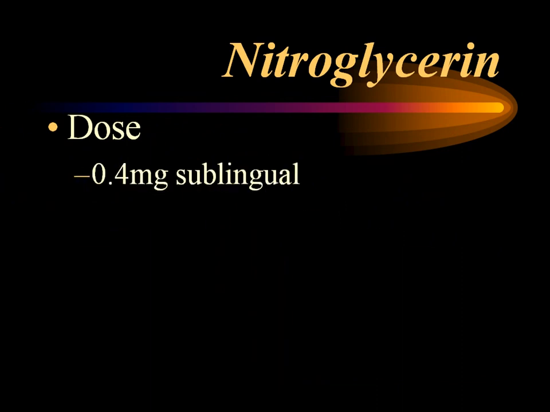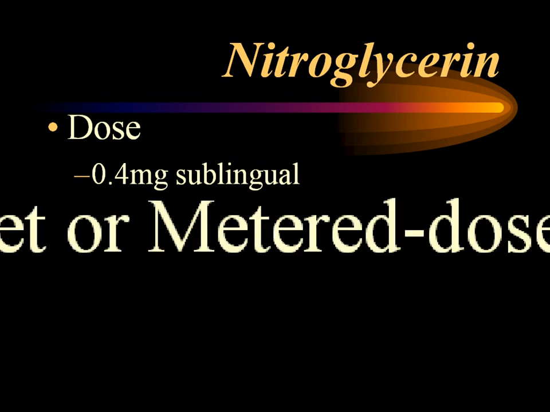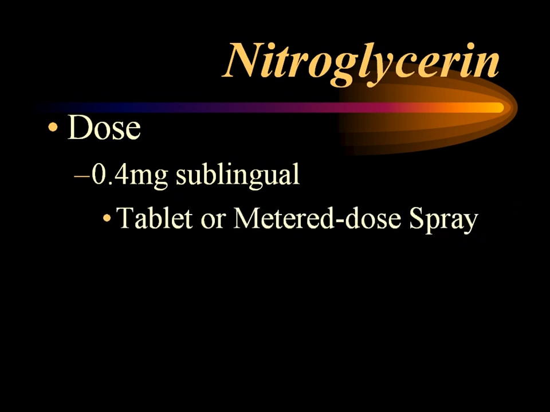There's a dose. It is 0.4 milligrams. So each one of those tablets is 0.4 milligrams. The way you can give it is Q5 up to 3. So you give nitro every 5 minutes to a max total dose of 3 tablets or 1.2 milligrams, right? 0.4 times 3 is 1.2. And same thing with the metered dose spray. Now guess what, guys? We do not give nitro via paste. You with me? That's a test question.